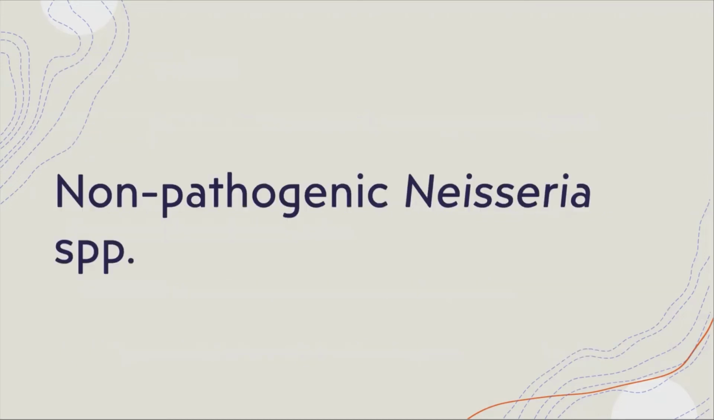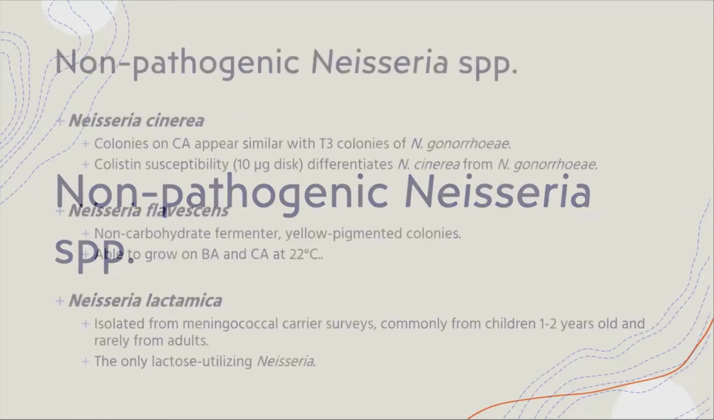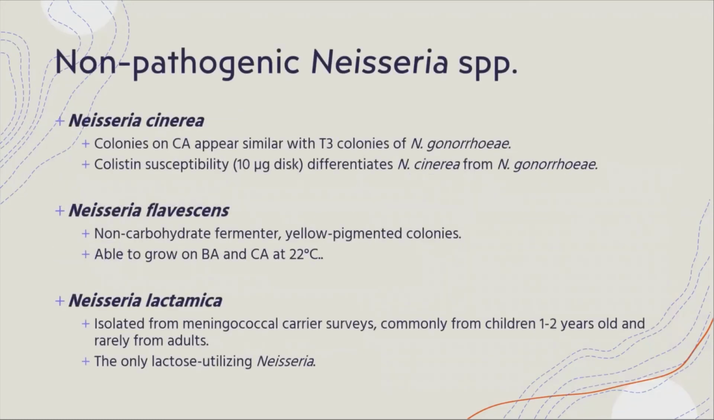Now, proceeding with the non-pathogenic Neisseria species, ito, hindi sila masyadong concern or hindi sila masyadong clinically significant. However, they can still cause opportunistic infections. Okay? Pero the diseases that they cause are not as severe as gonorrhea and meningococcemia. So examples of the non-pathogenic Neisseria species are the following.